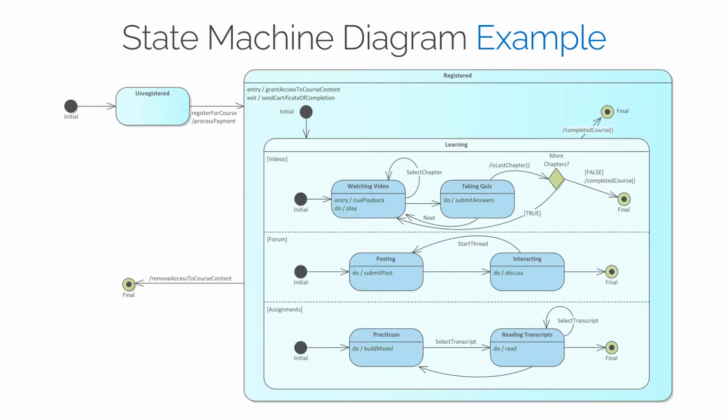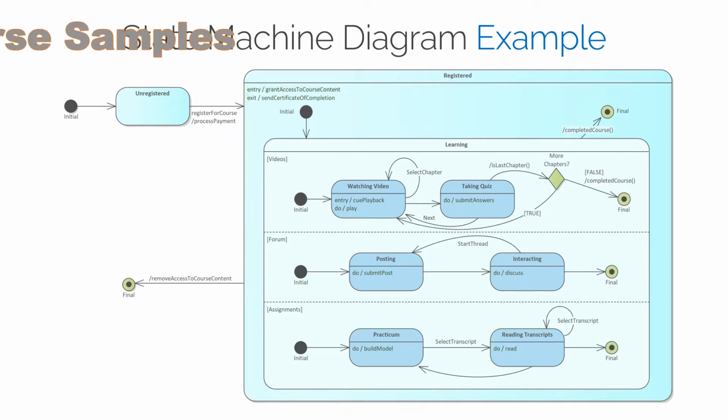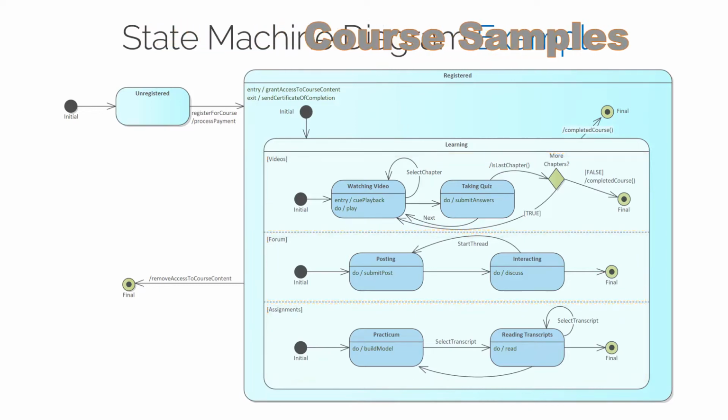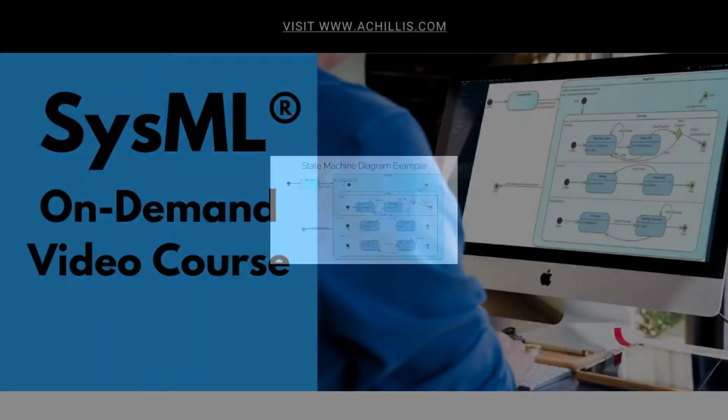The registered state is a composite state with one region containing the learning substate, which in turn is an orthogonal composite state with three concurrent regions. As you go through the course, you are watching chapter videos, taking quizzes, while at the same time interacting with others on the online forum.